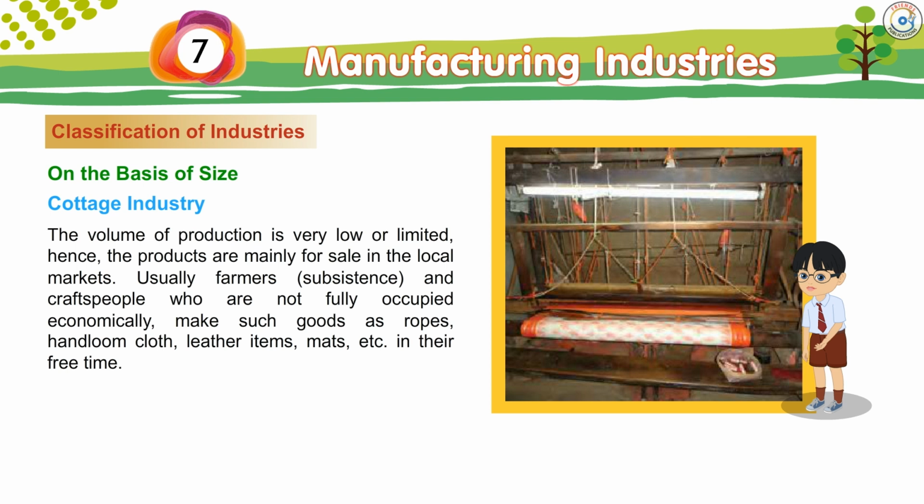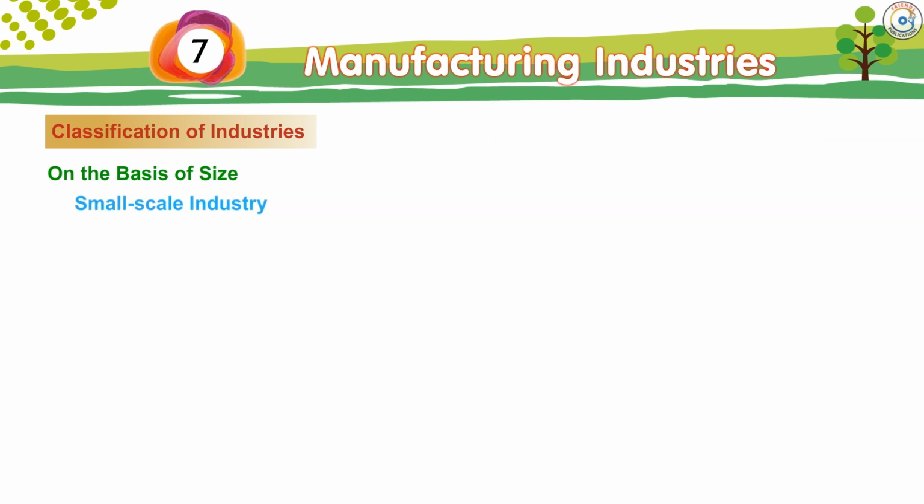The volume of production is very low or limited, hence the products are mainly for sale in the local markets. Usually farmers, subsistence and craftspeople who are not fully occupied economically make such goods as ropes, handloom cloth, leather items, mats, etc. in their free time.